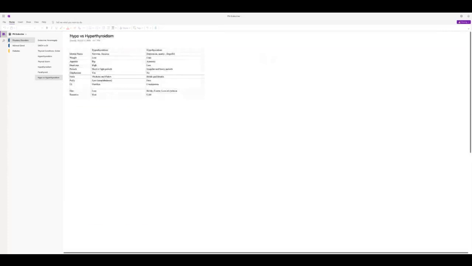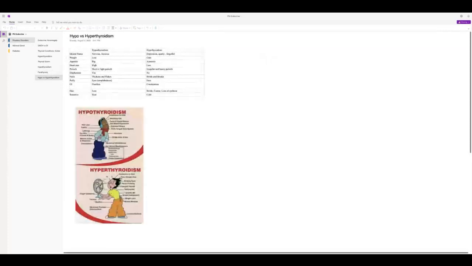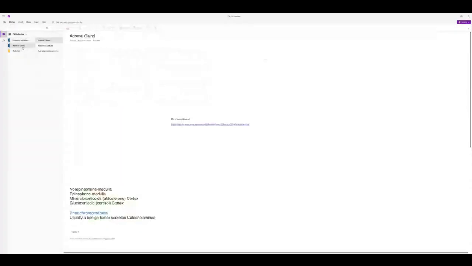Okay, now I made a little table here for you to compare and contrast hypo and hyperthyroidism. So just come back and spend some time with this. The thing that turns me around the most is, with hyperthyroidism, they're skinny, yet they cannot stand to be in the heat. Okay, so I don't know why that turns me around so much, but you can spend some time here learning about that.